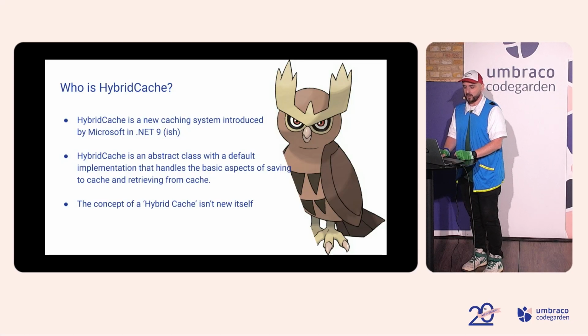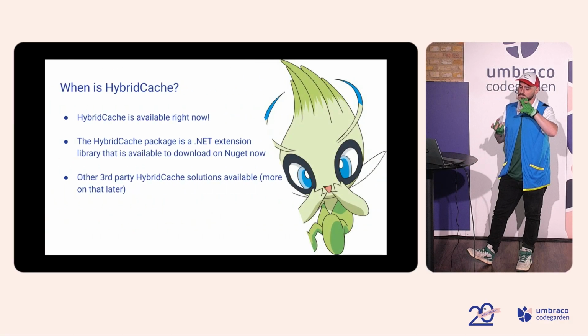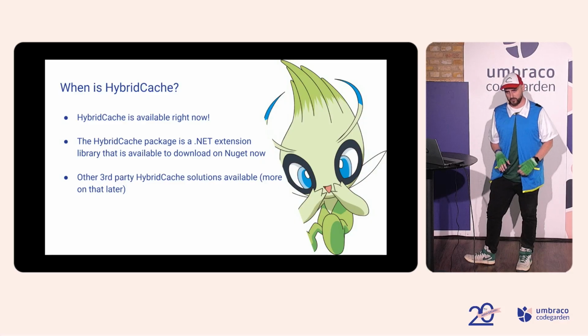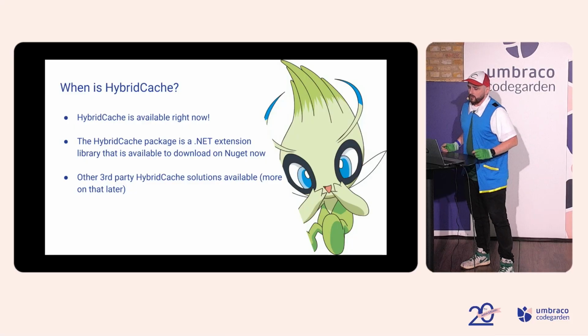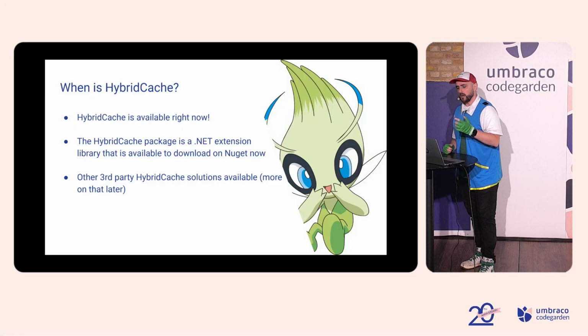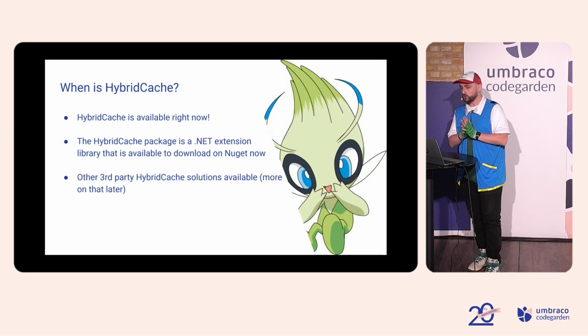But yeah, the concept of hybrid cache itself isn't new. The concept of dealing with a cache in memory and distributed isn't new. Managing those things simpler kind of is. Hybrid cache is available right now. It's now publicly available, full release. As mentioned, it's a .NET extension library. You can download that from NuGet and just plug it into your existing projects or new projects. And there are other third-party hybrid cache solutions available, some more mature even, some with more feature sets, and we're going to talk about that a little bit later as well.